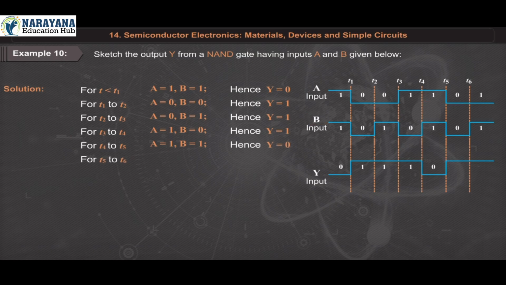For t5 to t6, A = 0, B = 0, hence Y = 1. For t > t6, A = 0, B = 1, hence Y = 1.